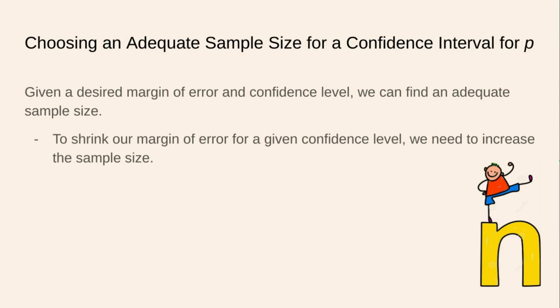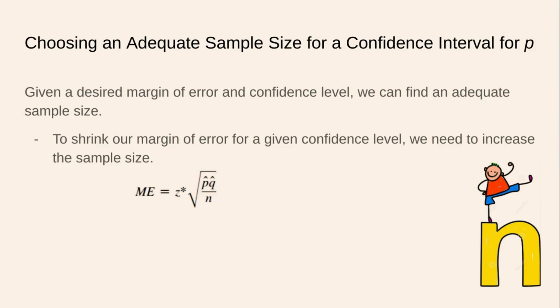We're now going to be doing something a little bit different. We'll be modifying one of the formulas you've learned to find a sufficiently large sample size. So given a desired margin of error and confidence level, we can find an adequate sample size. To shrink our margin of error for a given confidence level, so we keep the same level of confidence and shorten that margin of error for a more precise guess for our interval estimate, we need to increase the sample size.